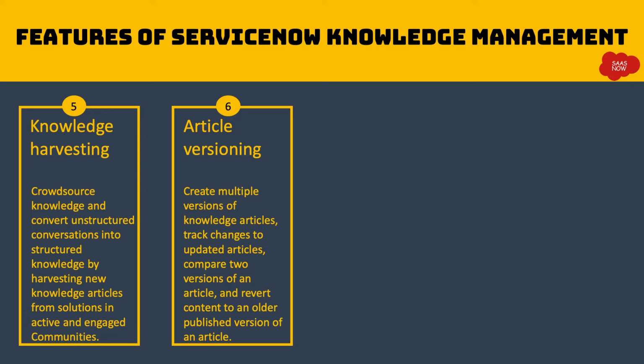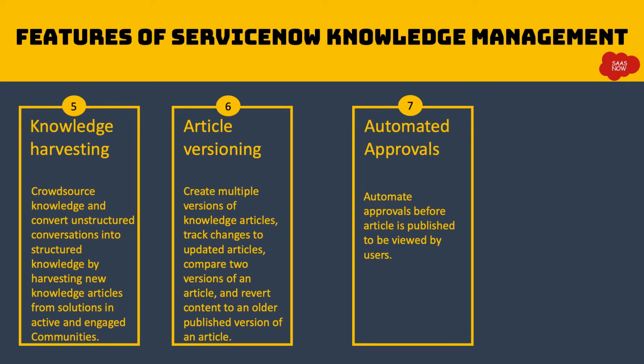Then we have article versioning. This feature helps authors and knowledge managers to manage different versions of an article and track all the changes, which improves the governance of frequent changes to the article. Automated approvals. You can have a workflow to process the knowledge articles till they get published. These workflows also have approvals to add more control on knowledge articles.